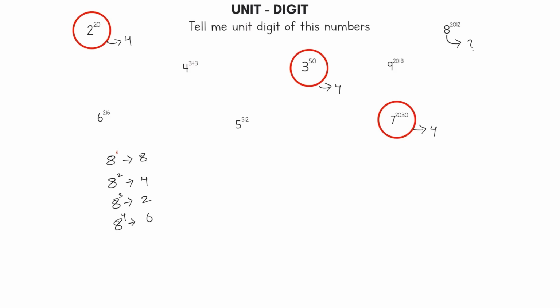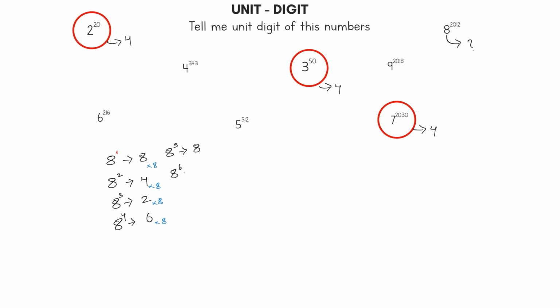In case you don't know, just multiply this. 8 into 8, 64, 4 here. 8 into 4, 32, unit digit 2 here. 8 into 2, 16, unit digit 6 here. Then 8 into 6 will be 48. So again, for 8 raised to 5, I am getting the unit digit as 8.